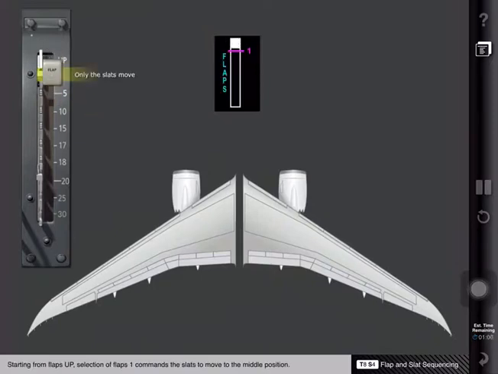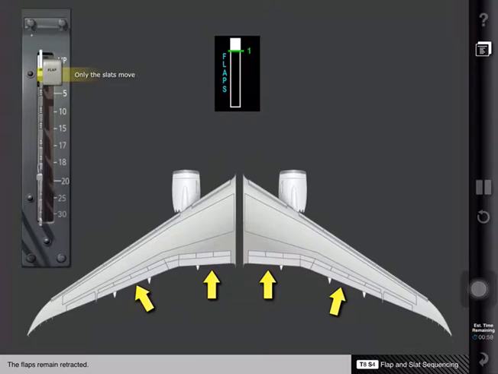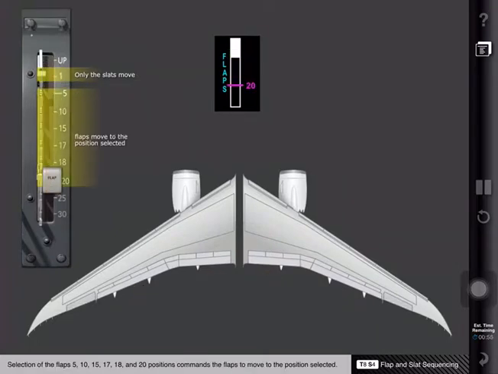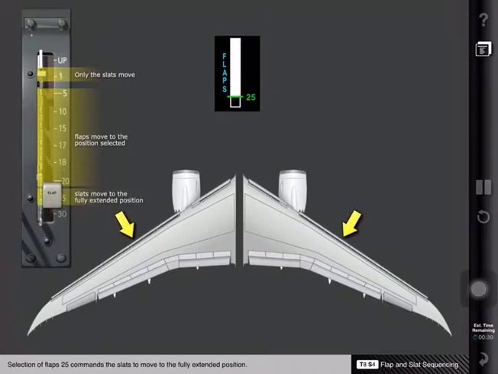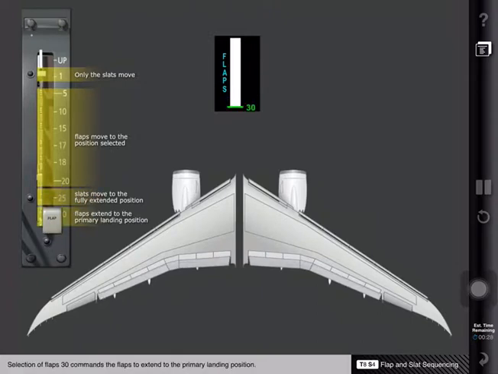Starting from flaps up, selection of flaps 1 commands the slats to move to the middle position. The flaps remain retracted. Selection of the flaps 5, 10, 15, 17, 18, and 20 positions commands the flaps to move to the position selected. The slats remain in the middle position. Selection of flaps 25 commands the slats to move to the fully extended position. The flaps do not move. Selection of flaps 30 commands the flaps to extend to the primary landing position.